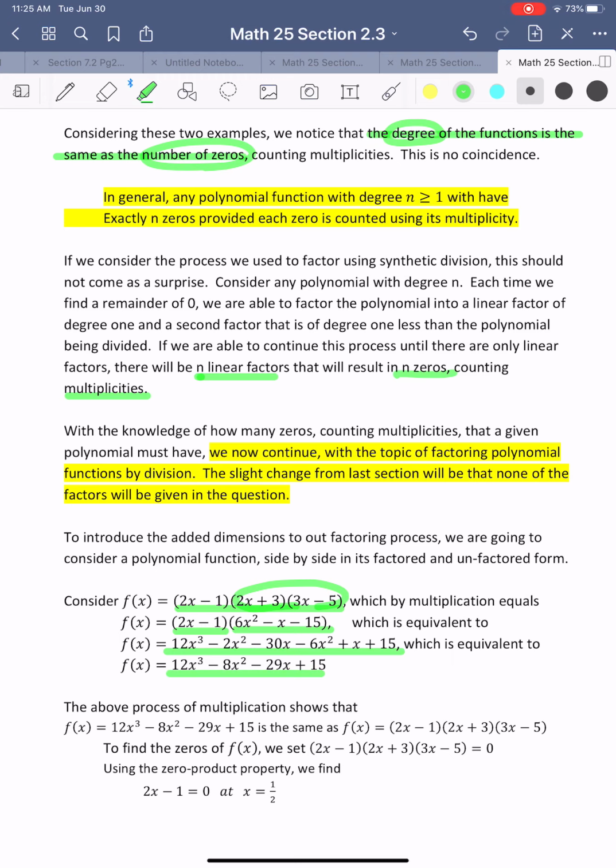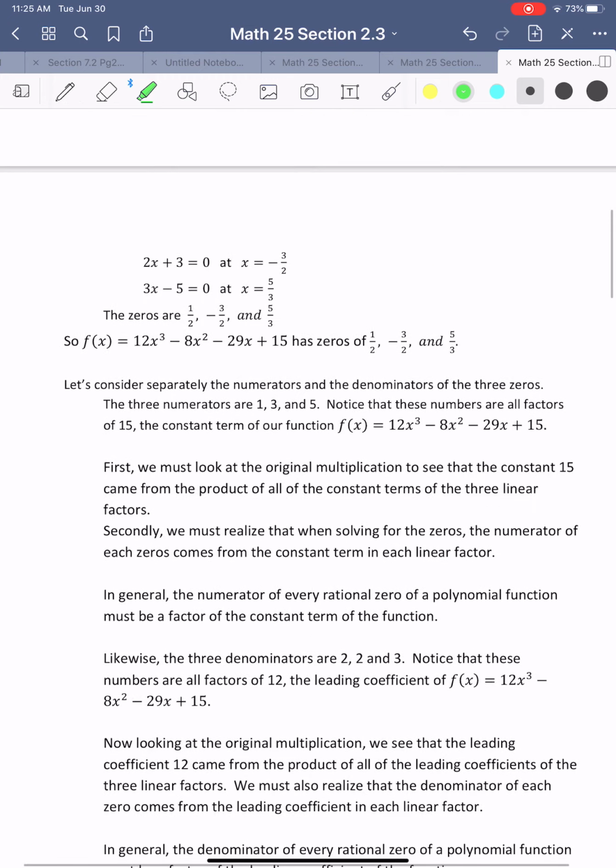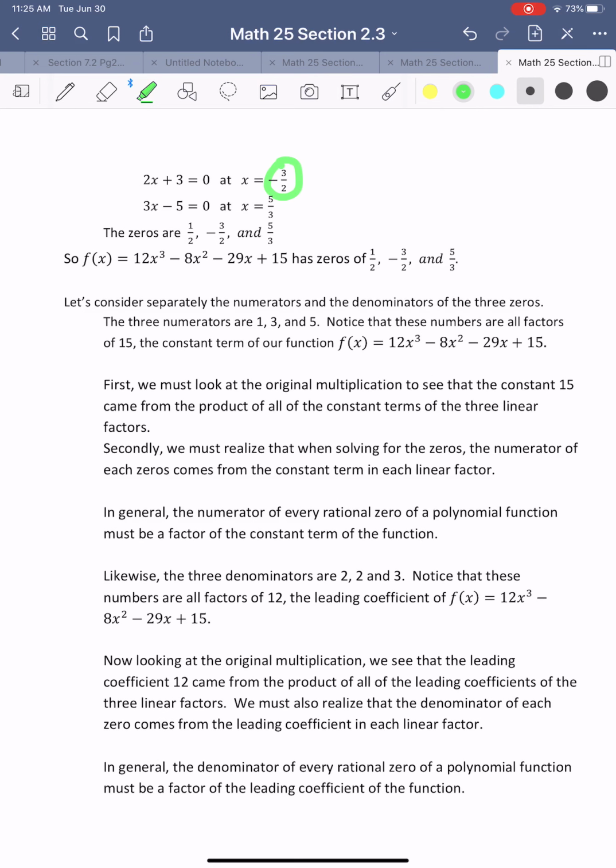Once you've done that, the above process of multiplication shows that this is actually the same as this. To find the zeros, set f of x equal to 0, and then you get the zeros. One of the zeros is 1 over 2, and the other zero is negative 3 over 2, and because you set each linear factor equal to 0, the other zero is going to be 5/3. So from the general form of the polynomial, we get the zeros of 1/2, negative 3/2, and 5/3.